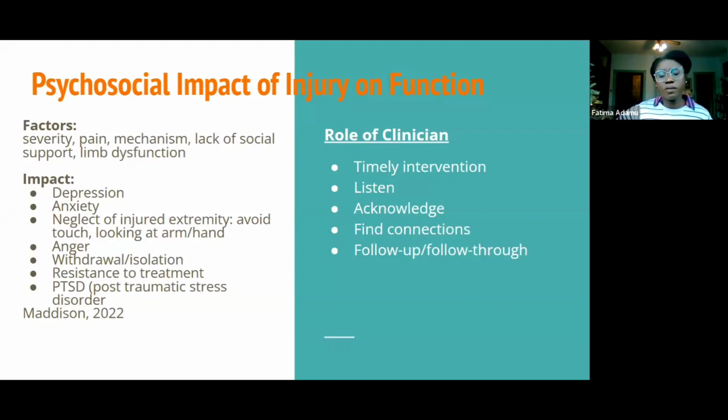I find that patients sometimes just want to know that other people care. And if it is feasible and you are able to facilitate that for them, that makes a huge difference in their recovery process. Simply feeling heard and seen can be very helpful.